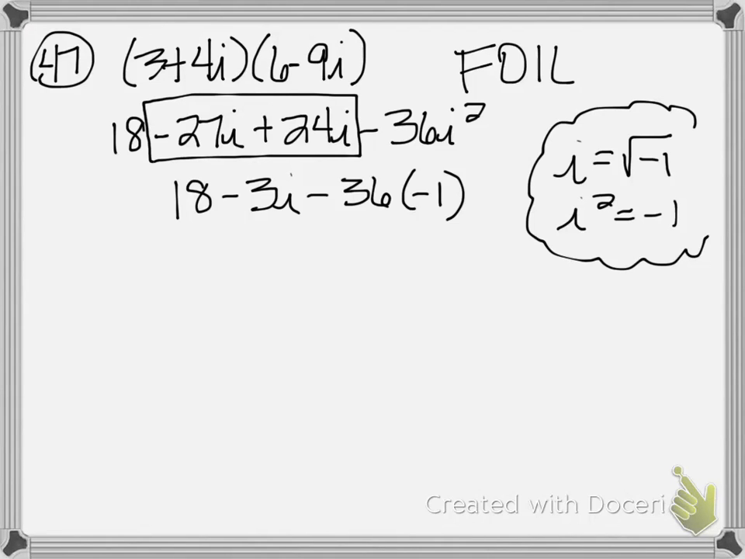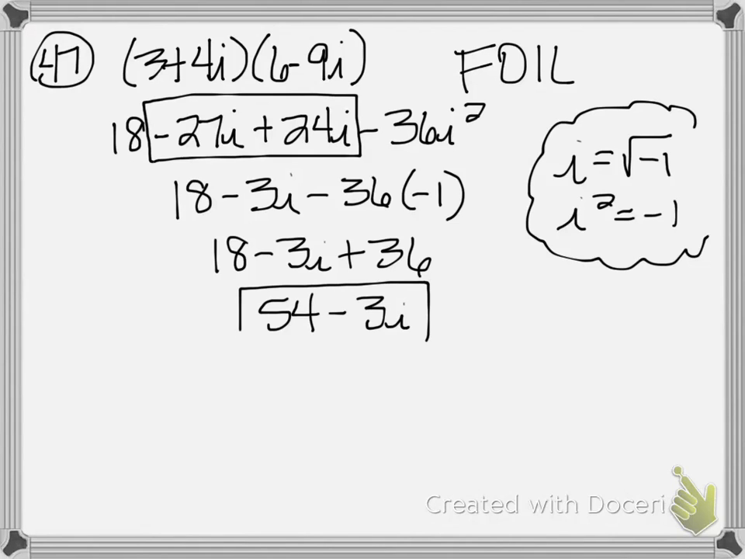So now I'm going to have 18 minus 3i, and a negative 36 times a negative 1 would be a positive 36. And now I can combine 18 and 36 because they're both numbers, and I'm going to get 54 minus 3i. And you can always check that by putting it into your calculator. Remember, i is a secondary function on the decimal point, and as long as your calculator is in the mode a plus bi instead of real, then it will calculate this for you, so it's a good way to check your answer.